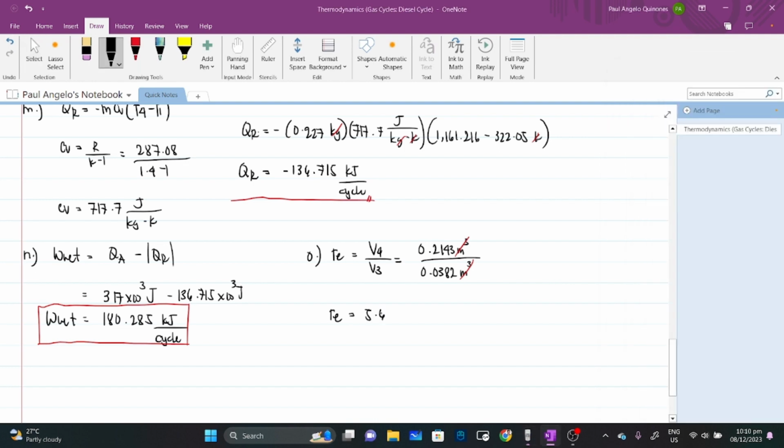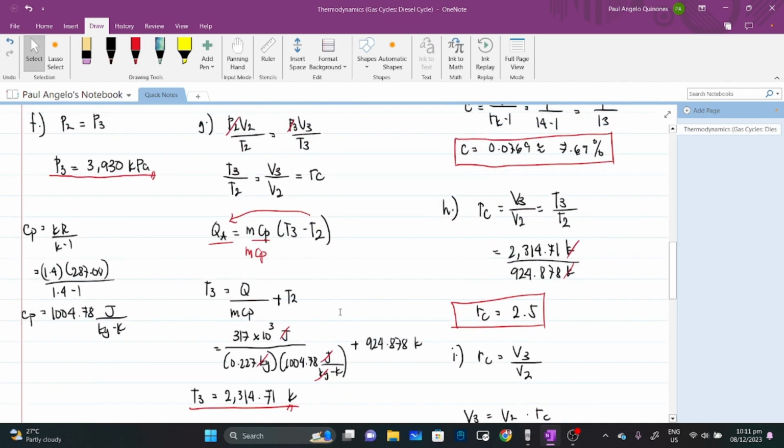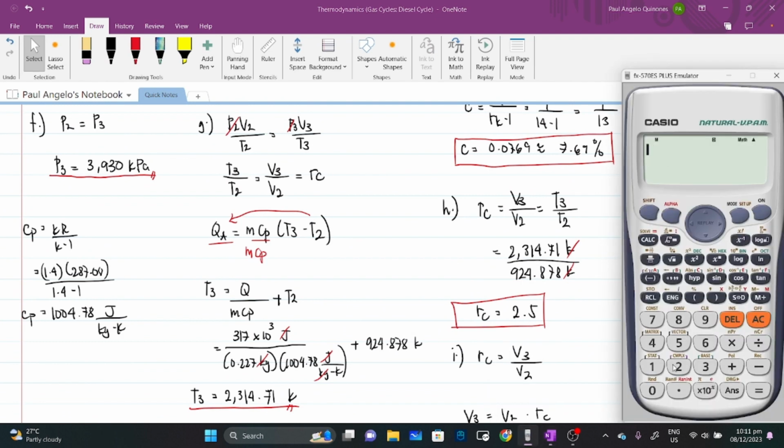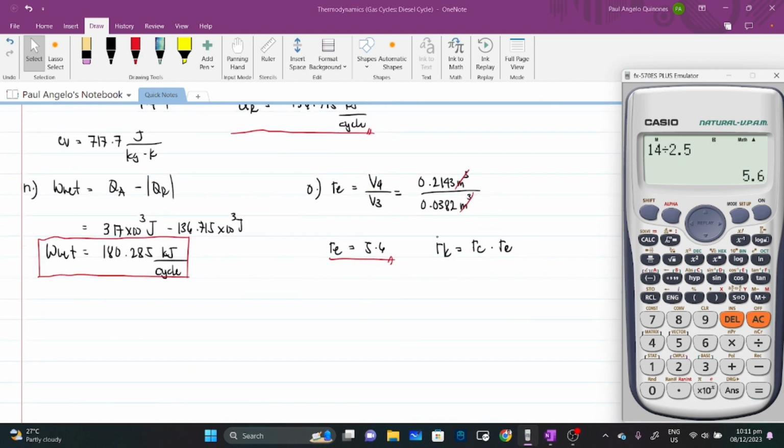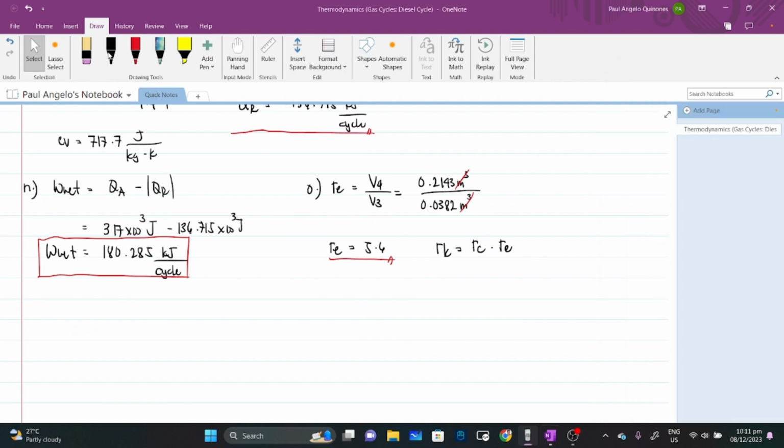Expansion ratio is 5.6. Okay, so actually you can solve for the expansion ratio because we said that the compression ratio is the product of RC times RE. So we can solve for the expansion ratio by dividing the compression ratio by RC. So if we divide that, our compression ratio is 14 divided by 2.5, so that is 5.6. Okay, so we have obtained the same value, the expansion ratio.